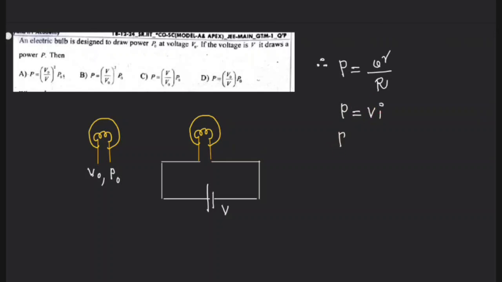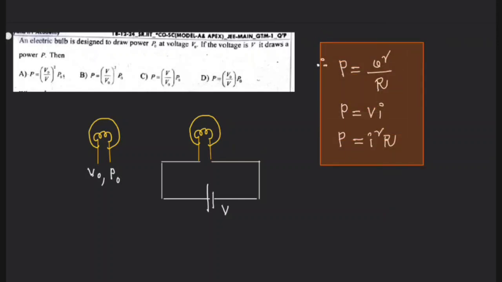You can write P is equal to I square into R also, right? But since I know the voltage here, I will use this formula. All the formulas regarding power are important. So P is equal to V square by R, P is equal to VI, as well as P is equal to I square into R. Since I know the voltage, I can write P0 equal to V0 square by R, right?